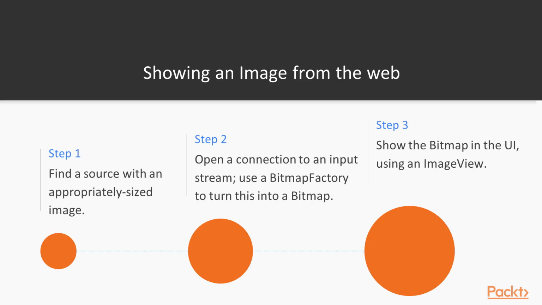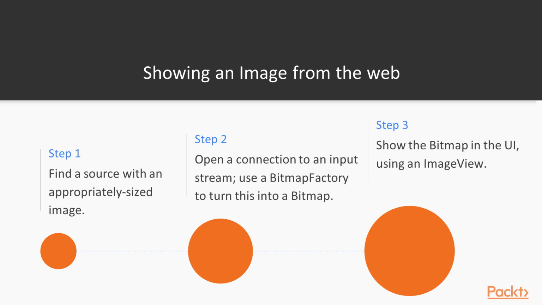First of all, what do we need to do to show an image from the web? Well, first of all, we need to find a source with an appropriately sized image. Keep in mind that mobile devices can be used on carrier networks where some data overage charges may apply, or they could be used in a roaming manner if you're out of the country or away from your home carrier. So we want to make sure that we're sizing the image appropriately for the device that is going to display it.